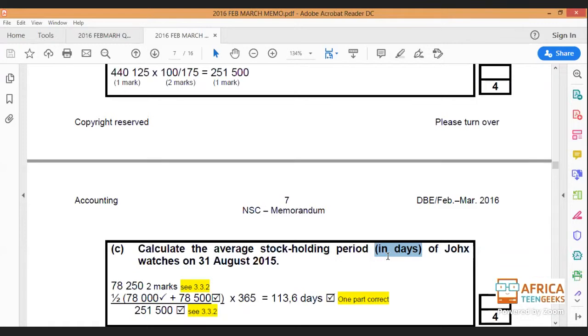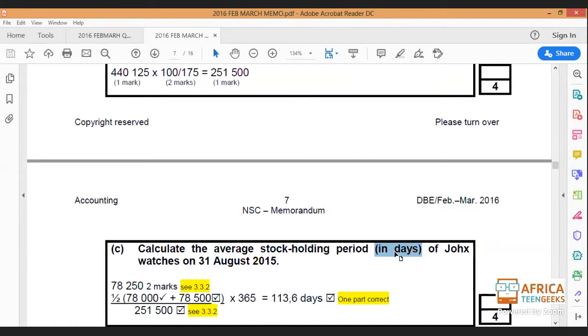Sometimes it can be in months. If it was in months, the examiner was going to tell you to calculate the stock holding period in months. But if the question is silent, you always have an option whether you want to calculate it in days or in months. Let's say the question was to calculate the average stock holding period of Jock's watches for this year. If they did not specify whether in days or months, you can take whatever you want. You can use months or you can use days. You won't be penalized. You will be penalized, however, if they specifically told you to calculate in months or calculate in days. Please, guys, make sure that you know your exam techniques.